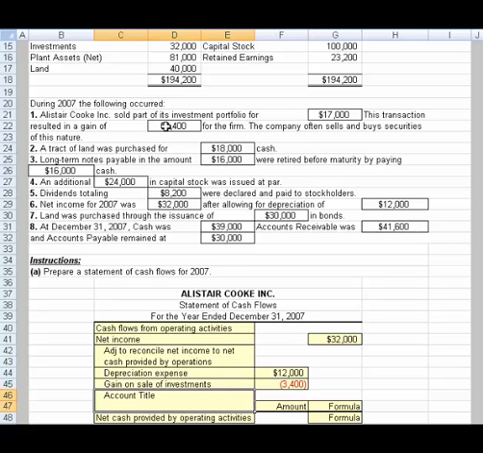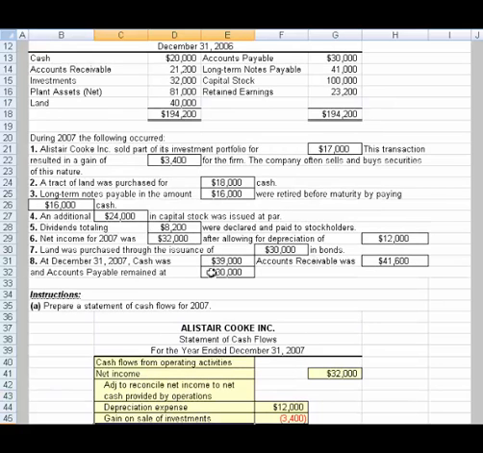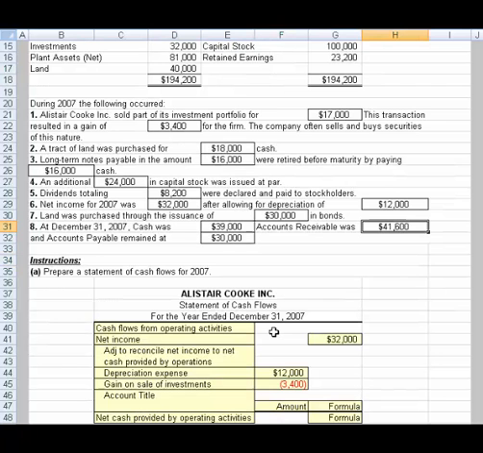And then if we look at the other items, we have to go through the working capital, and what we noticed was AP didn't change. Cash we deal with at the end. The only other item in working capital is accounts receivable. So it was $21,200 at the beginning of the year, and what do they tell us at the end of the year? It ends at $41,600.